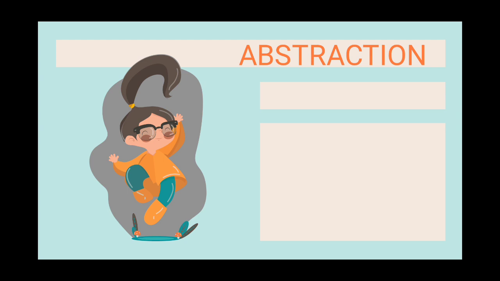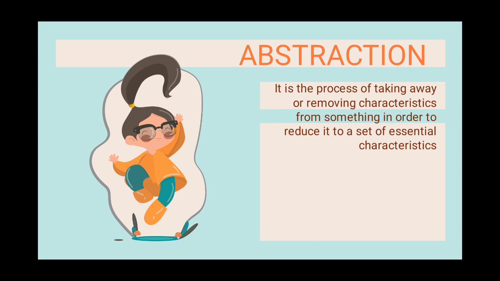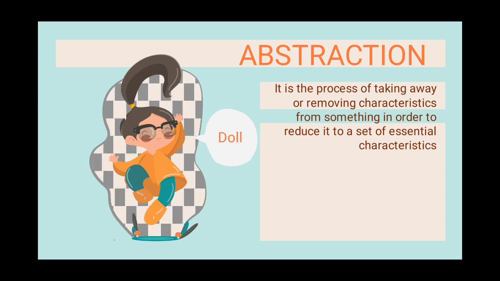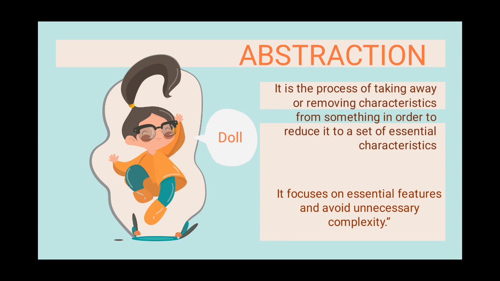Next is abstraction. Abstraction means it is a process of taking away or removing characteristics from something in order to reduce it to a set of essential characteristics. Means it is a method by which you take out some characteristics from something in order to reduce it into a set of essential characteristics. It is a doll. Here in this doll, we focus on essential features like its hair, its cloth, and avoid unnecessary complexity like which material it is made up of.